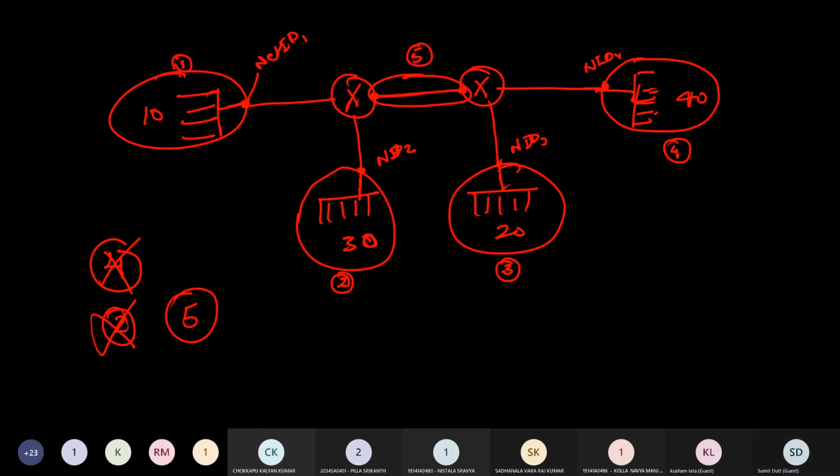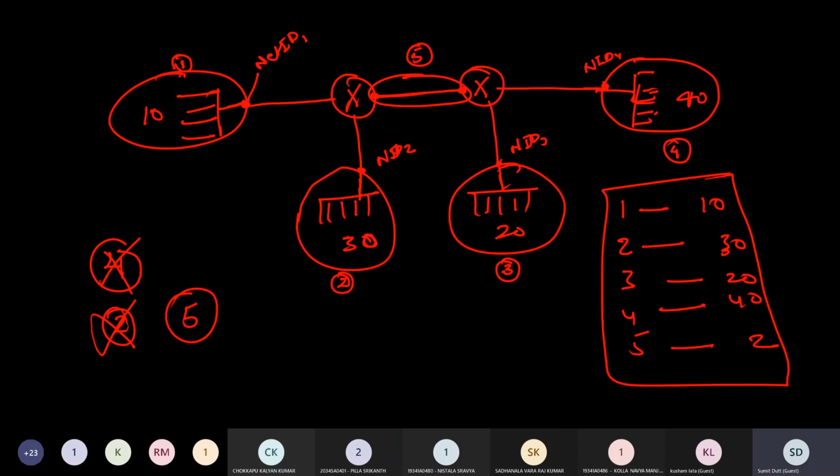Am I clear? Yes, sir. Okay. So it means here we need 5 networks, and if this is my network 1, network 2, network 3, network 4, and network 5, how many users in network 1? 10, 30, 20, and here it is 40, and here it is 2.